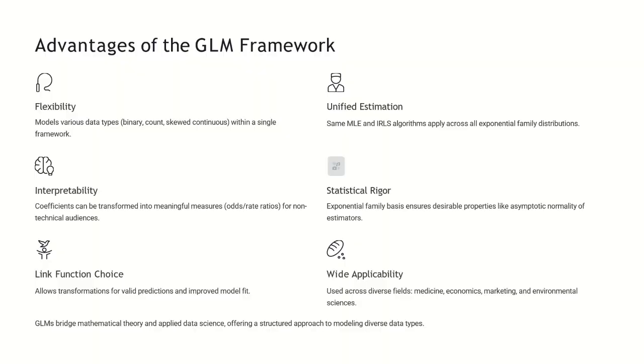Now, in the next slide, I will be briefly talking about the advantages of the GLM framework. GLMs offer several advantages that make them indispensable in data analysis. They provide flexibility, allowing us to model binary, count, and skewed continuous data within a single theoretical framework. They offer a unified estimation. Their interpretability is pretty high, as coefficients can be transformed into odds ratios and rate ratios. They also provide strong statistical rigor. These properties make GLMs useful across fields ranging from medicine and economics to marketing and environmental science.